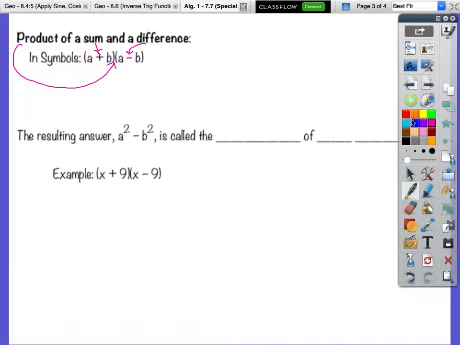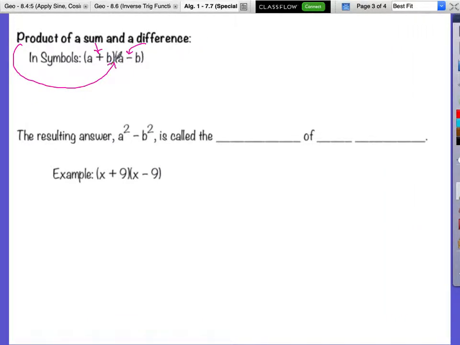Now if we were to actually multiply this out, I'm going to write this over here again just so I give myself room since I drew over this. So we do a plus b times a minus b. What would we do to multiply these 2 binomials? FOIL, very good. We multiplied the first, a times a, is a squared.